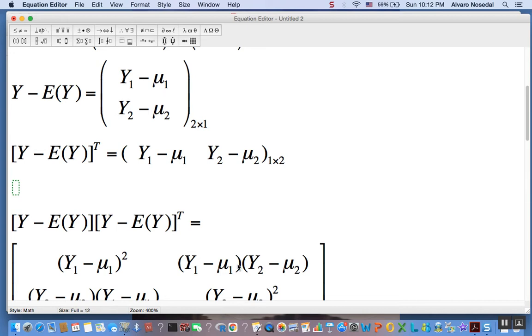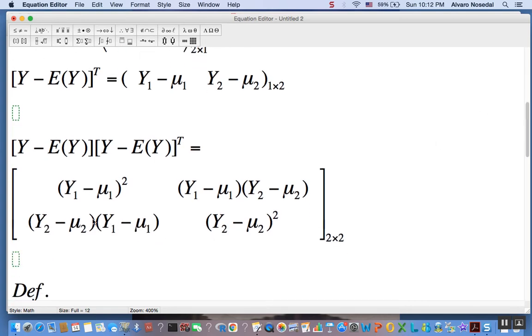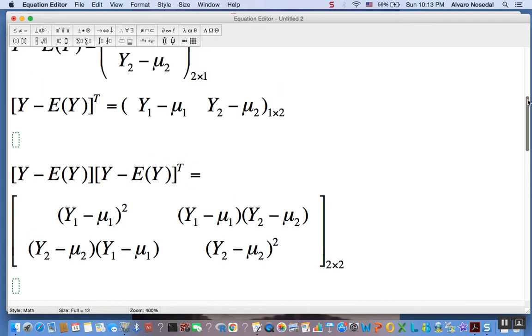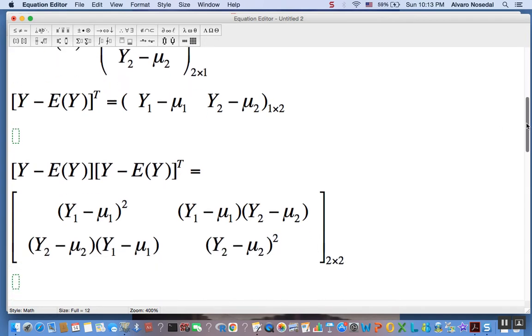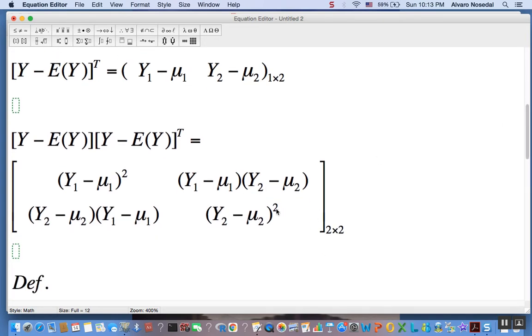That would be the element on the first row, second column, because this is the first row and this is the second column, so it must go here. And we proceed in a similar way for y2 minus mu2 times y1 minus mu1. That's going to be the element on the second row, first column. It's that cross product here. And then we have y2 minus mu2 times y2 minus mu2, clearly y2 minus mu2 squared. But again, can you see that we ended up with a 2 by 2 matrix, right?